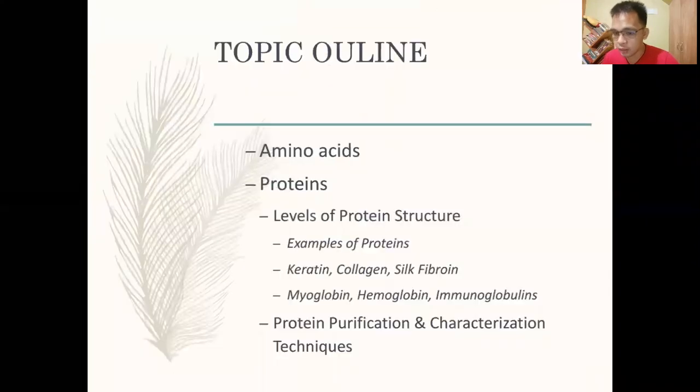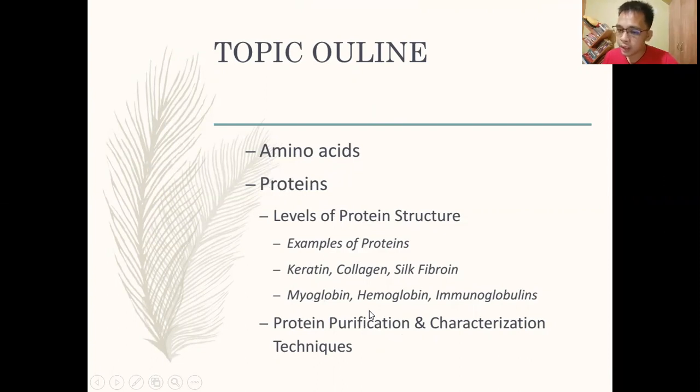Okay, let's begin. So what is the topic outline of our discussion here? We will talk about the amino acids. Then the proteins, which are the polymers of amino acids. We will talk about the levels of protein structures: the primary, secondary, tertiary, and quaternary. And we will skip the part on protein verification and characterization techniques. But we will have the sequencing of amino acids.